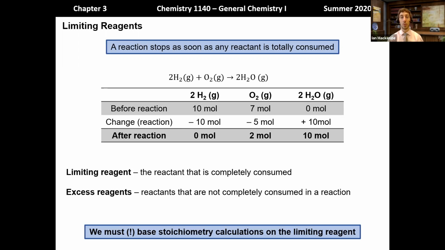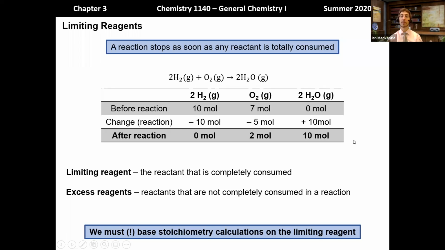What is vitally important in this discussion is that we must base stoichiometric calculations on the limiting reagent. If I was asked in this reaction, how many moles of water are going to be produced? Well, if I base the calculations off of the number of moles of hydrogen gas, there are 2 moles of water for every 2 moles of hydrogen gas, so that's a 1-to-1 ratio. So if I start with 10 moles of hydrogen gas, I should end up with 10 moles of water, which is what we see.